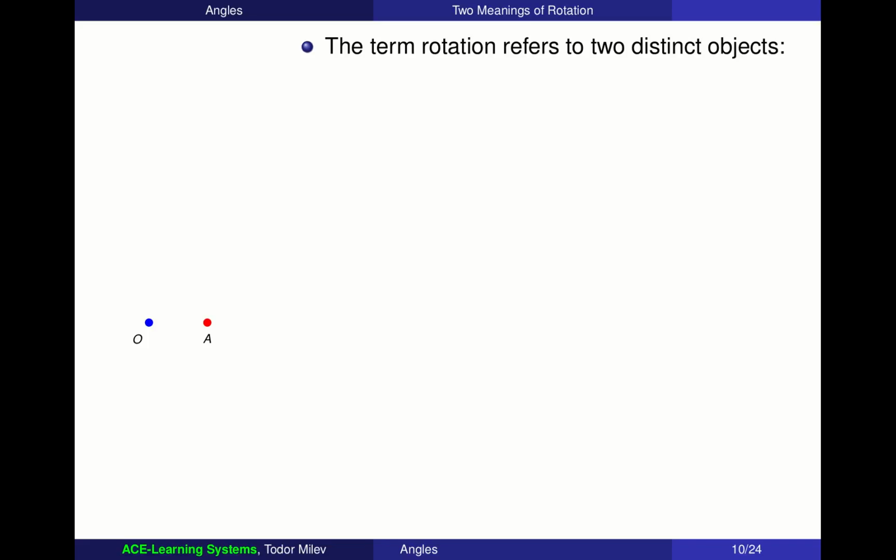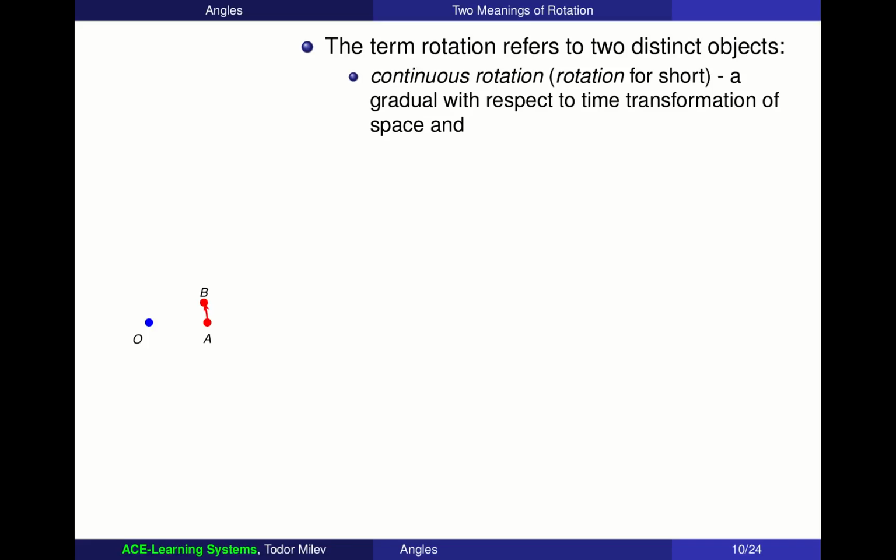Before that, however, I need to explain to you the meaning of the term rotation. Now, I'm sure you know from real life what rotation is, but I want to explain what's the mathematical meaning of the term rotation. In fact, the situation is a little bit unfortunate here as well. The term rotation refers to two distinct mathematical objects. Just like angle refers to three distinct mathematical objects, so the term rotation refers to two distinct objects.